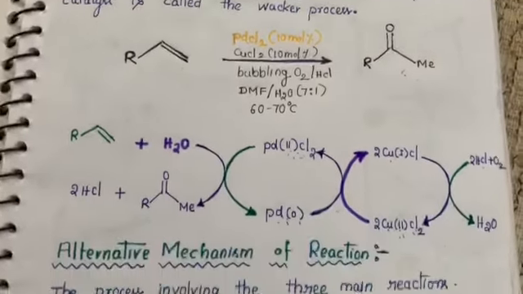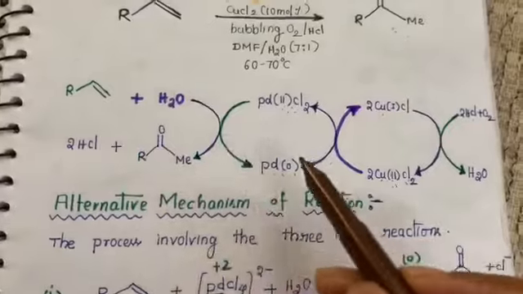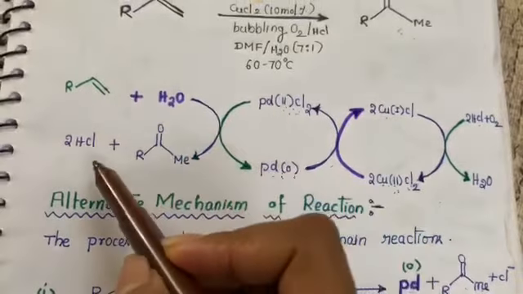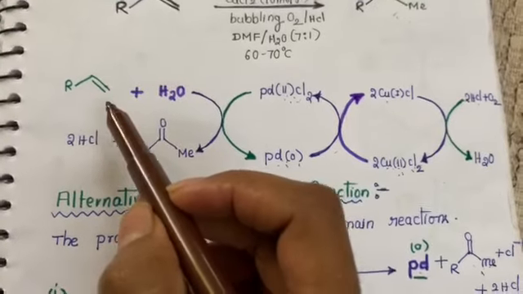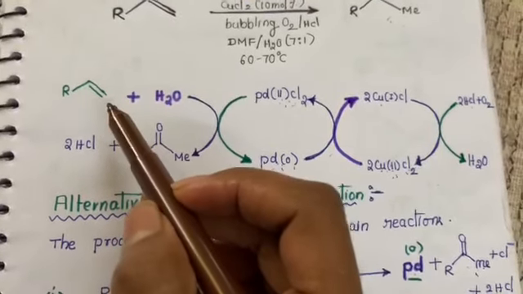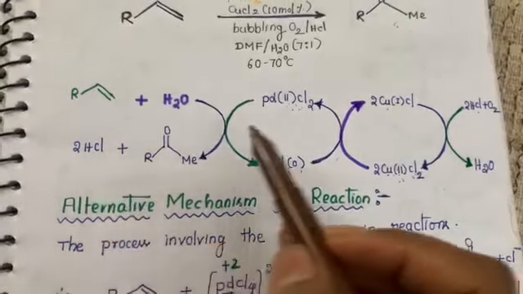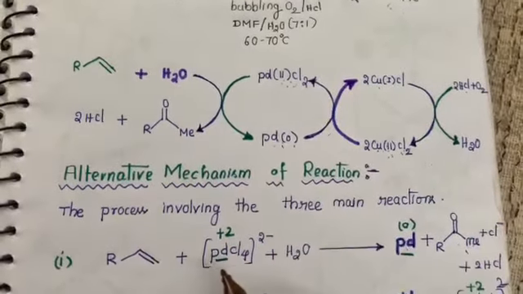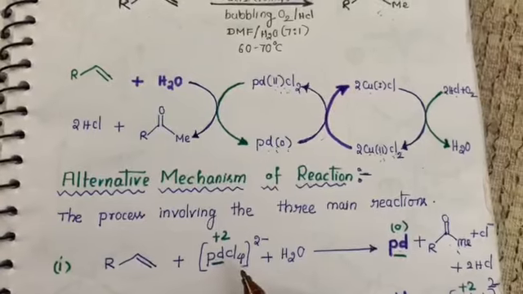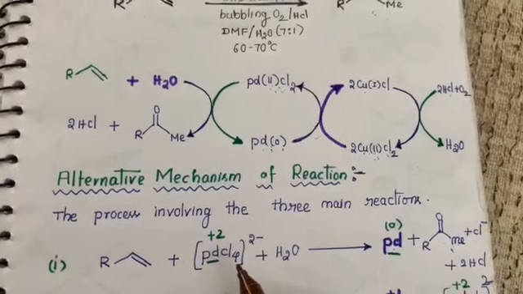So in this process, the olefin is passed into a slightly acidic solution of palladium chloride. The olefin must be a terminal olefin. Here the olefin forms a complex with the palladium chloride.